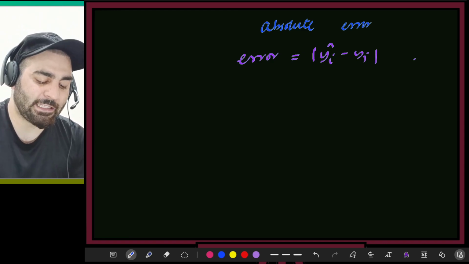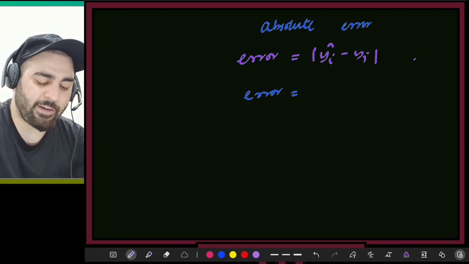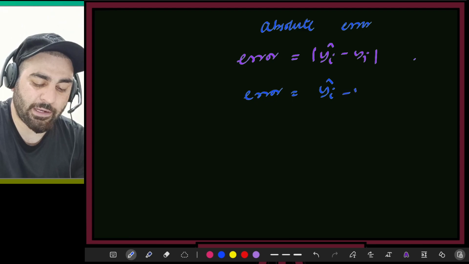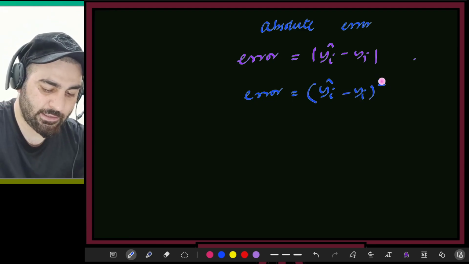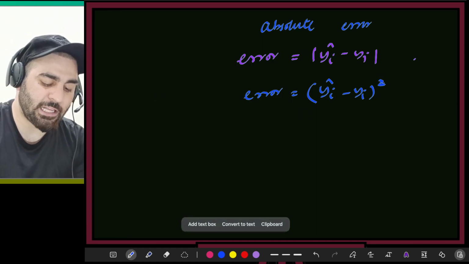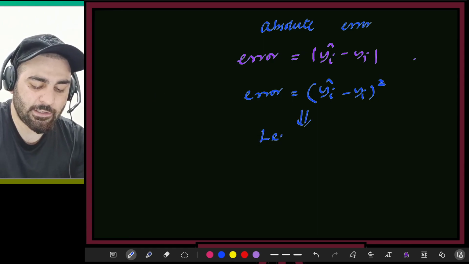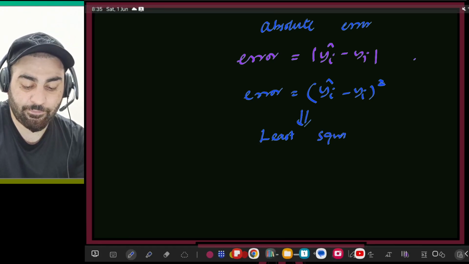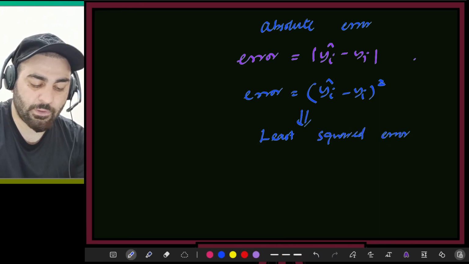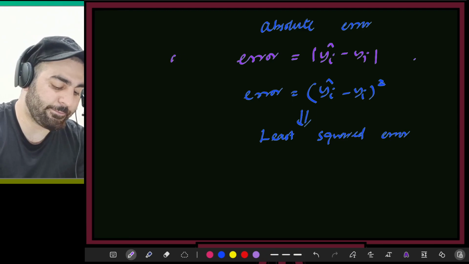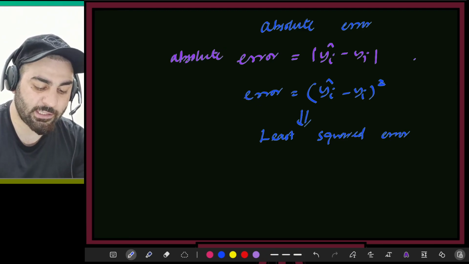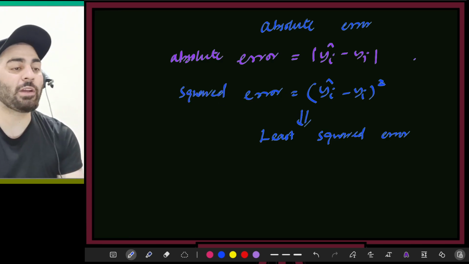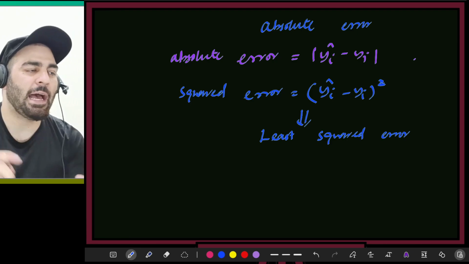The second thing that we can do is define the error as yi hat minus yi whole square. We'll square the errors, and we'll try to minimize this error. That's why this is called least squared error. What was this? This was absolute error. And this is my squared error. Now I want to get the least squared error, as least as possible.